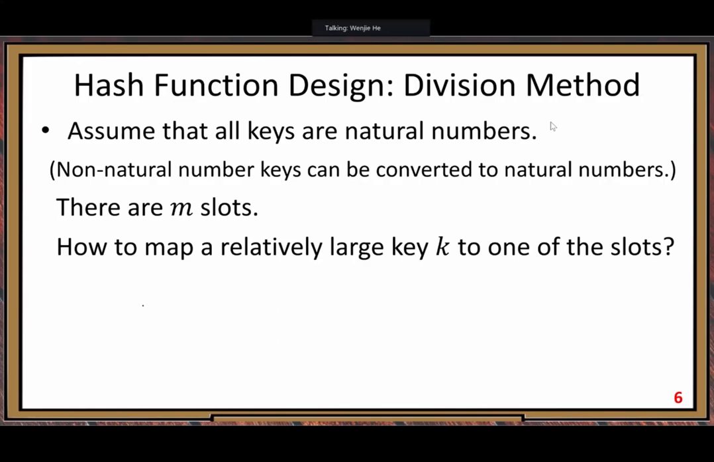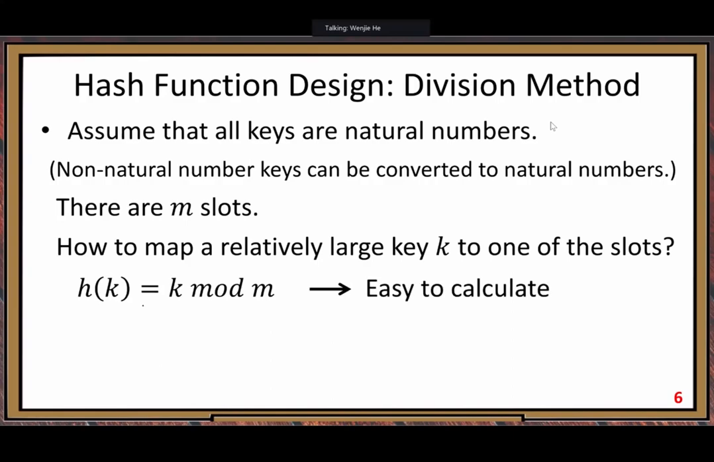Here we use the division algorithm. The hash function is h of k equals k mod m. That's the division method: you do integer division, but you only keep the remainder. K mod m, you only keep the remainder and throw away the quotient. You just take the remainder as your slot number. This method is very easy to calculate.